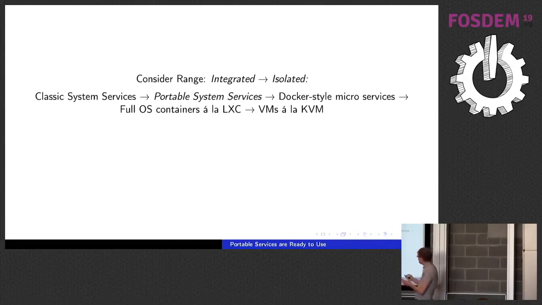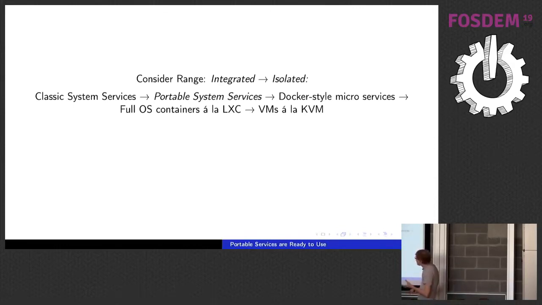On the other extreme, there are VMs à la KVM, right? They tend to live in their entirely own world, like they could be living on a different host after all. And the way they communicate with the rest of the stuff that runs on the local system is actually across the network, right? So you get maximum isolation. Docker-style microservices are probably somewhere in the middle, right?